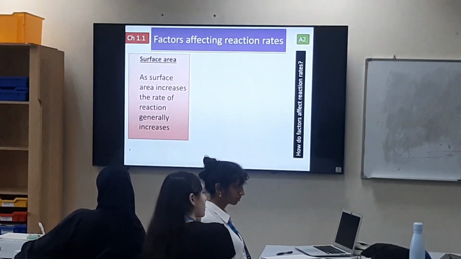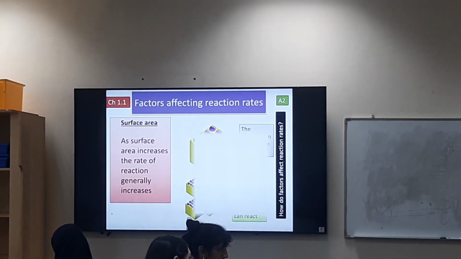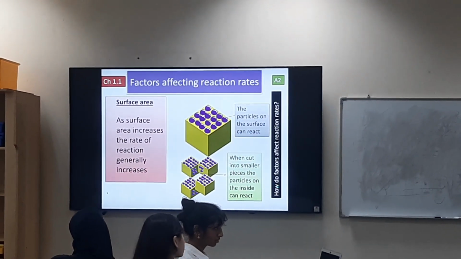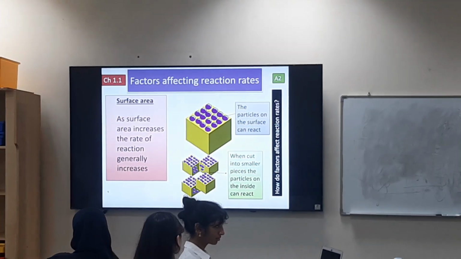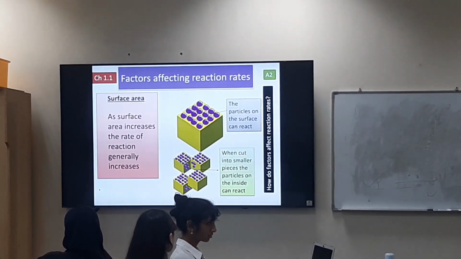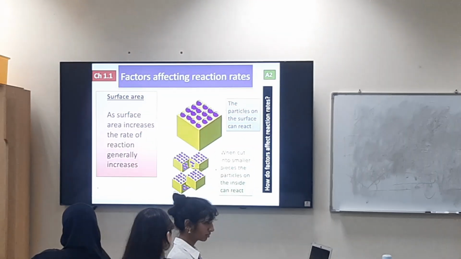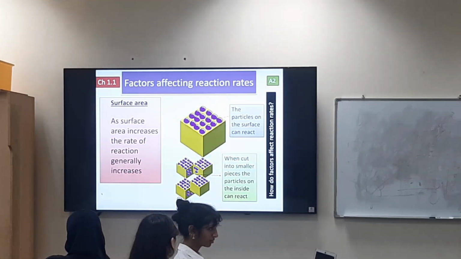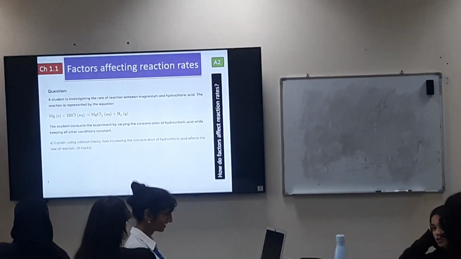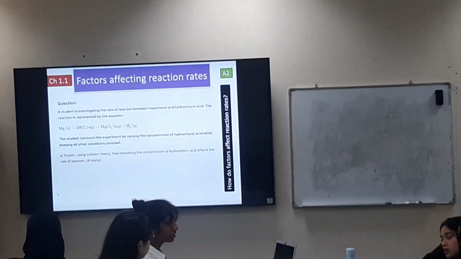And this is the surface area. As you can see, whenever we have smaller particles, more surface area, this means more contact between the particles to collide, and the chemical reaction will speed up.